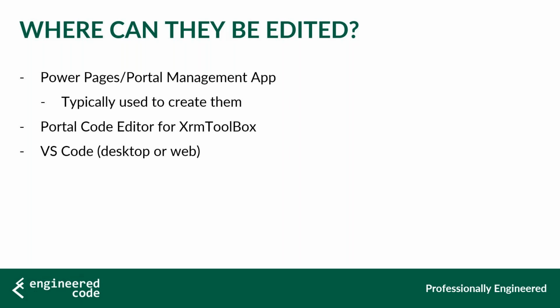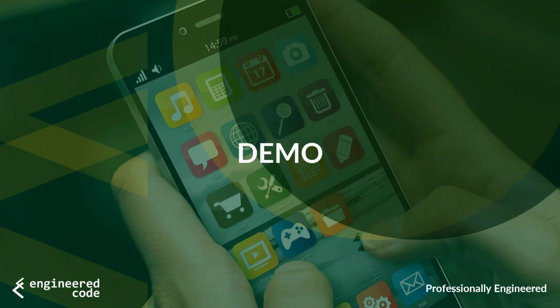Whether you're using the desktop version of VS Code and then using the PAC CLI to download your Power Pages code, web templates will be one of the things that it downloads, or you're using the web version, VS Code for the web, and editing directly within your browser, you can do that. You can edit web templates via VS Code as well. So let's get into showing you some of these things and how they work.